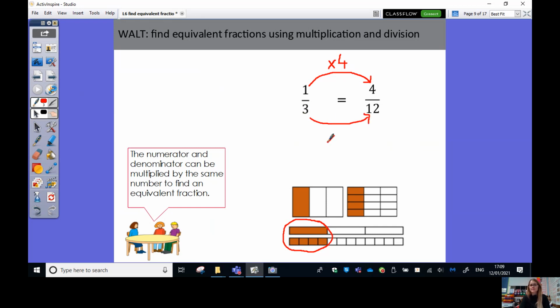So 3 times 4, 3, 6, 9, 12. Fantastic. That equals 12. 3 times 4 is 12, so that one works as well. So I know that this is definitely an equivalent fraction.